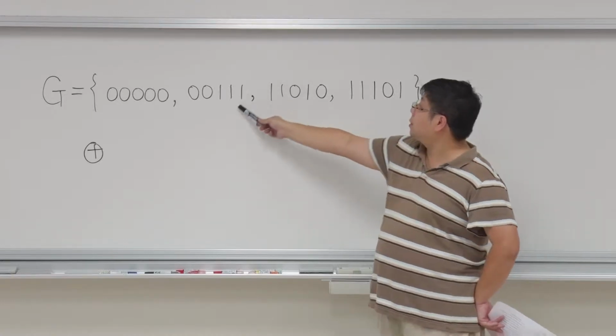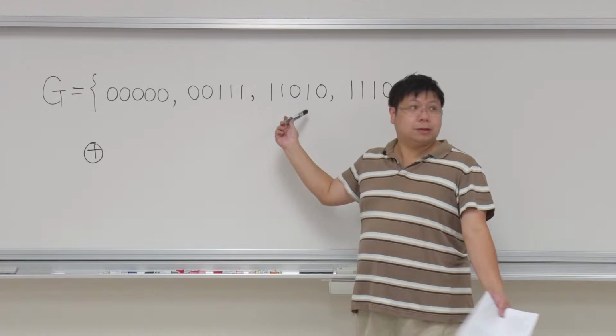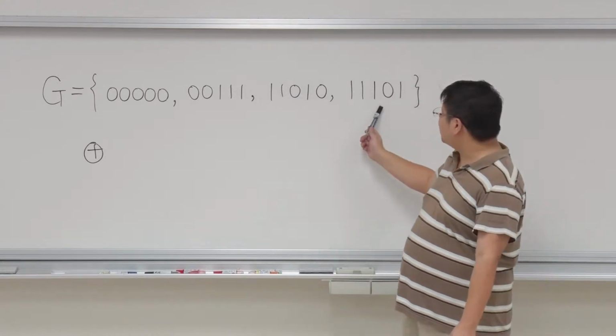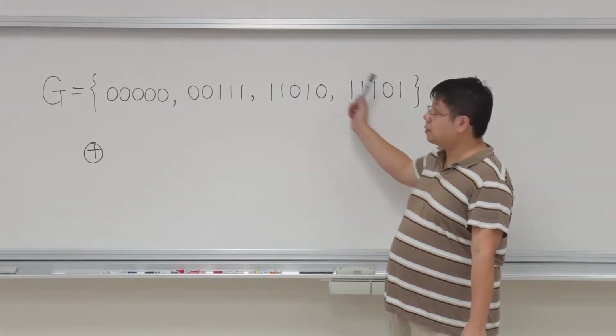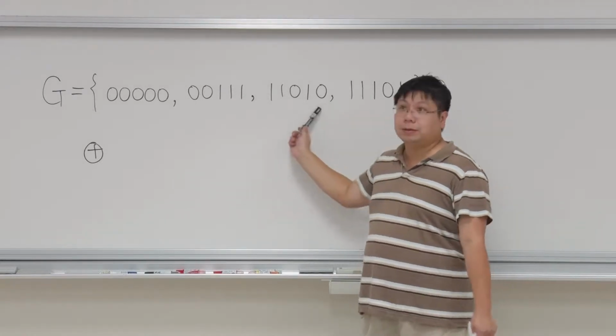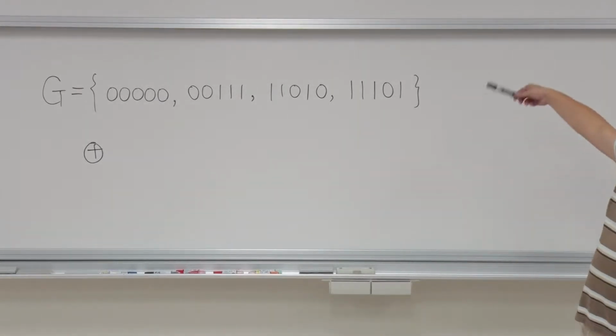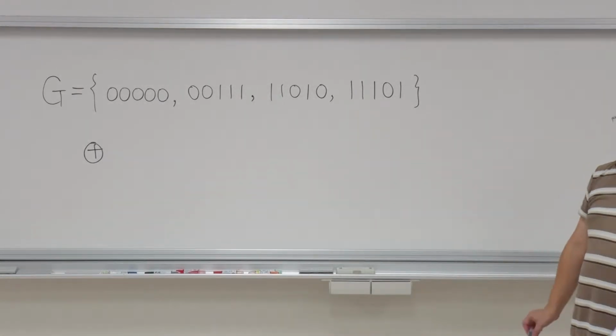This one exclusive of this one, you get this one. Is that okay? So this is also okay. For this one, exclusive of itself is the identity. This one exclusive of this one is this one. Okay, so this is a closed operation. So in that case, this is a group.